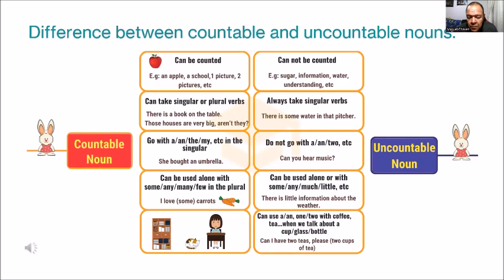However, uncountable nouns can sometimes become countable when preceded by a unit of measurement or a container that holds them, as in the following example. Can I have 2 teas, please? It refers to 2 cups of tea.